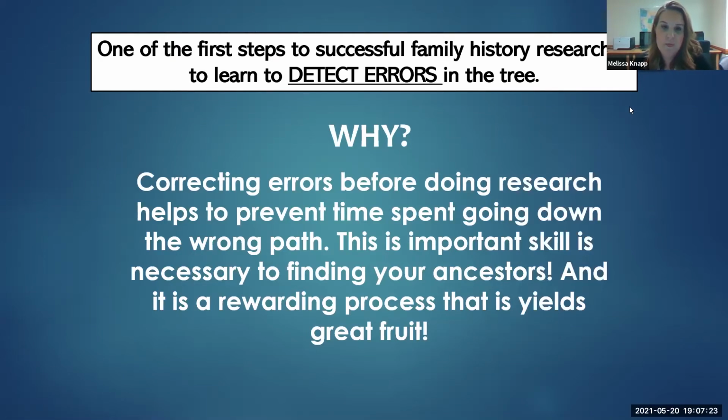Okay, so one of the first steps to successful family history research is to learn to detect errors in the tree. And why? Why can't we just skip over that and let someone else do it? Because correcting errors before we do research helps to prevent time spent going down the wrong path. It's an important skill that's necessary to find your ancestors. And it's also a really rewarding experience because by doing it, it yields a lot of great fruit.